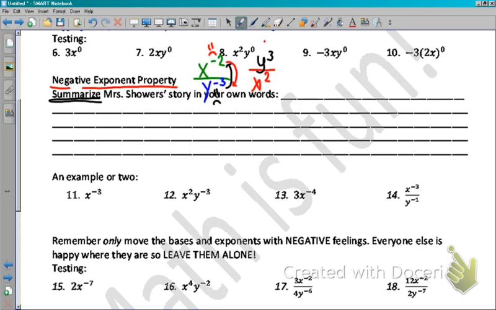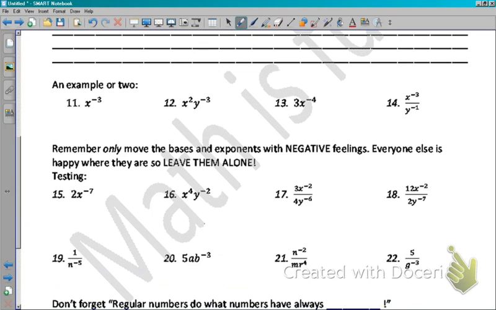So right now you'll notice in question number 11 that I have an x that feels quite negative about where he's at. Well, let's see. I can remember that this is anything you can put over 1. So if x feels badly about being in the top, let's go ahead and move him to the bottom. So now I have my x to the third on the bottom, and if you want to keep your 1 there, you may. And if I take it off of the top, what do you think is left? A 1. There's always something there. So there is a 1 left on top, 1 over x to the third.